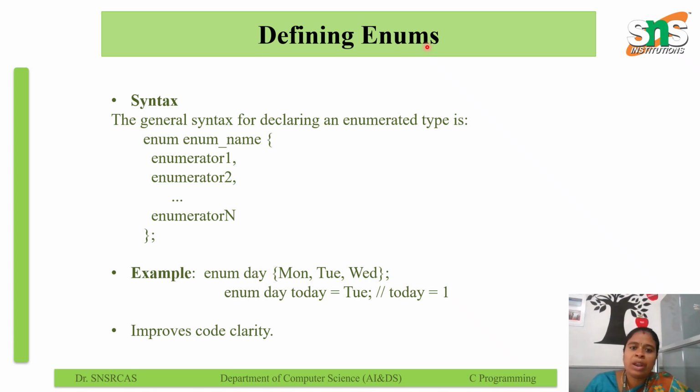For example, enum weekdays. Enum is the keyword, then weekdays. Weekdays is Monday, Tuesday, Wednesday, and so on up to Saturday, ending with curly braces and closed with a semicolon. And this improves code clarity.